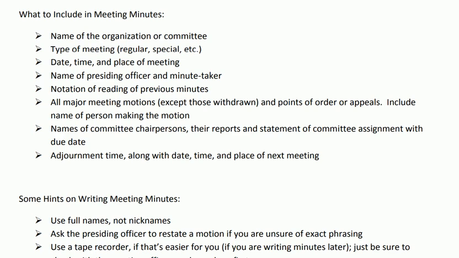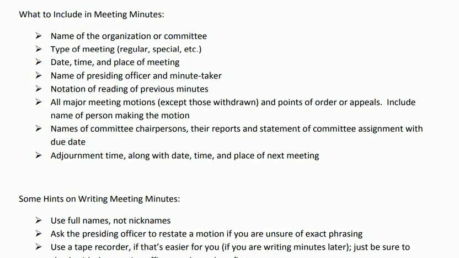The 6th step is the names of committee chairpersons, their reports, and statements of committee assignments with due dates. All of that should be recorded as well. Adjournment time, along with the date, time, and place of the next meeting. We discuss all these things. These are the important things that should be included in minutes of meeting.